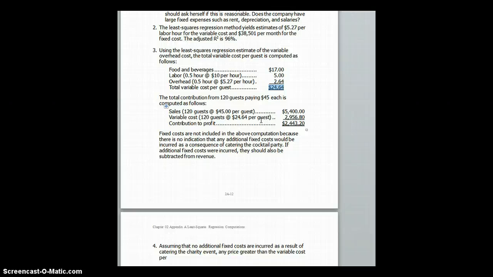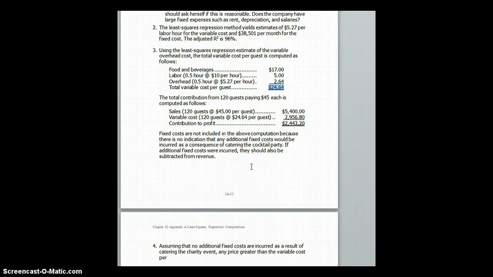Note that we did not discuss fixed cost. The reason we didn't is because there's no indication that fixed costs would be incurred or would change as a result of this new cocktail party. If additional cost would have to be taken on in order to complete this party, then we would have to subtract those from revenue. So it would be sales minus variable cost minus fixed cost. So anyway, there is none of that.